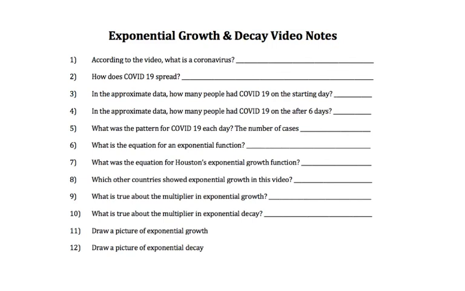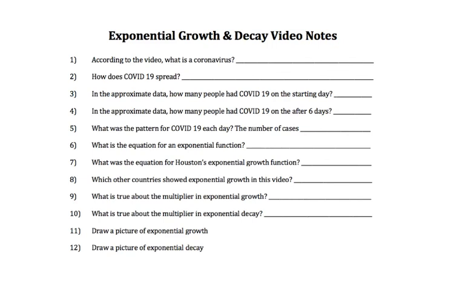So according to the video, what is a coronavirus? How does COVID, coronavirus disease 19, how does it spread? Question 2. Question 3, in my approximate data, so in the very first data about Houston, how many people had COVID-19 on the starting day? In my approximate data, how many people had COVID-19 after 6 days? You can look at that table for my Houston approximate data.